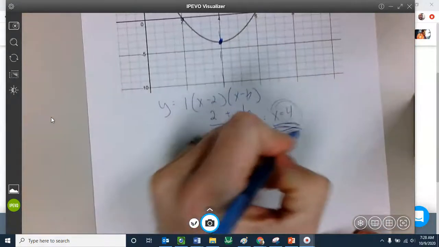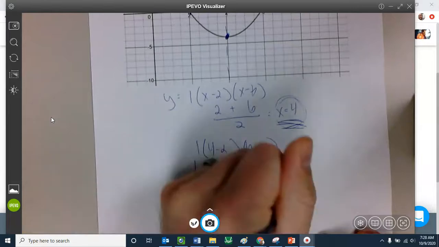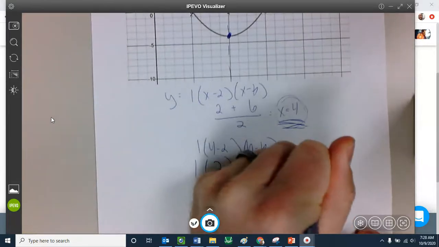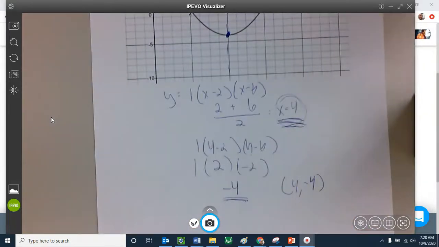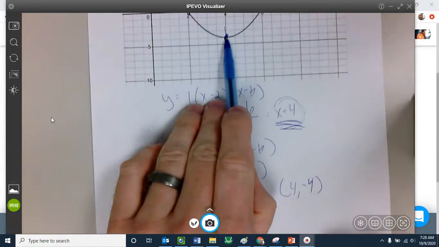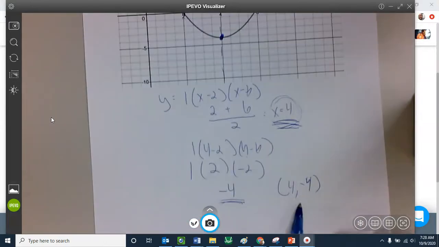We have the x value. We found the y value. We put them together. And yes, we have the vertex, which we could see by looking at it here. But this is how you find it if you don't have a graph. Moving on.